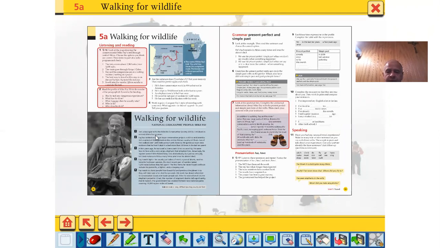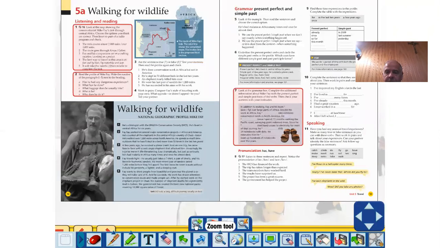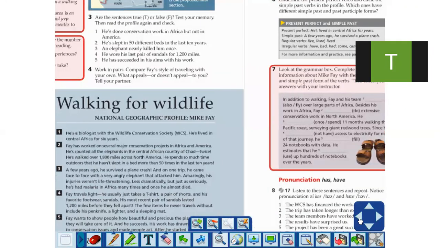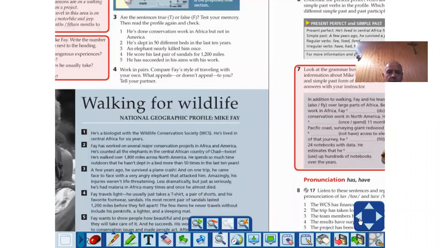Let's read this first. Okay, Tiare, you are going to start reading. I'm going to correct you when necessary, okay? Start reading, read from the title, and then 1, 2, and 3, please. Okay. Walking for Wildlife. National Geographic Profile. Mike Fay. Not geographic. It's National Geographic Profile. Again. Geographic Profile. Okay.